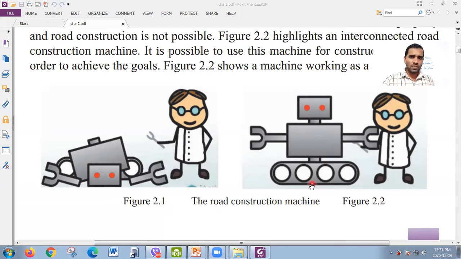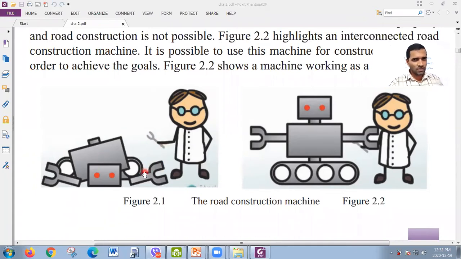So which one can be taken as a system? Both, or figure 2.1, or 2.2? What about your idea? What is the system here? Two point two. So what about 2.1? 2.1 can't be considered as a system. So why is it wrong? They can't fulfill a task.